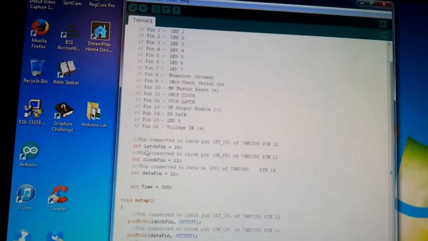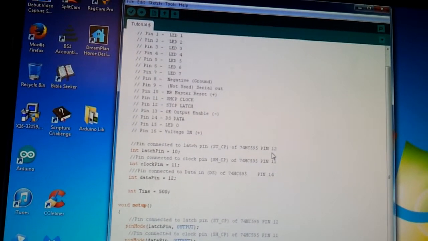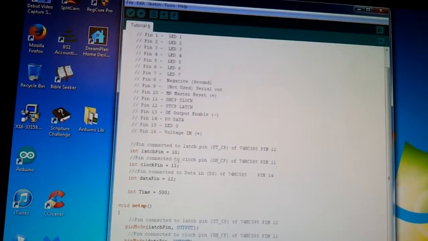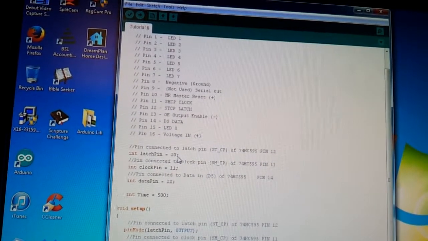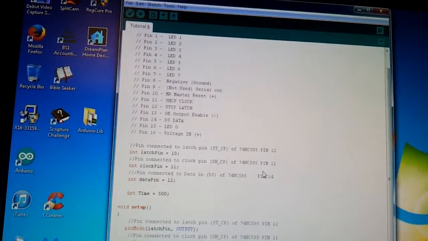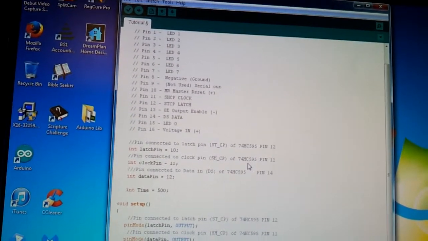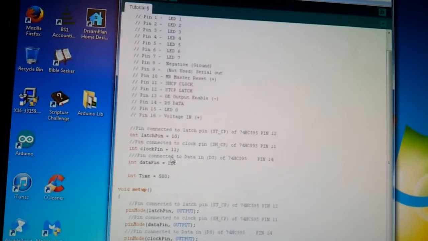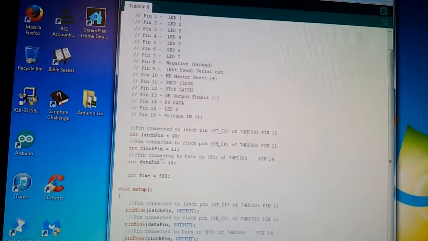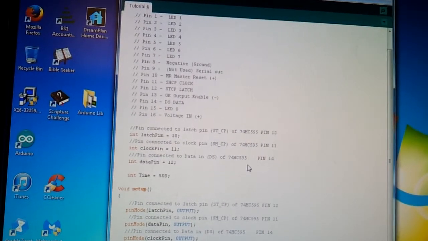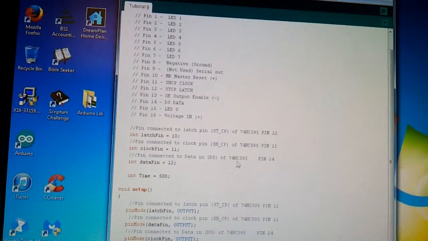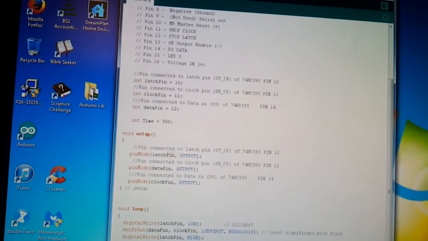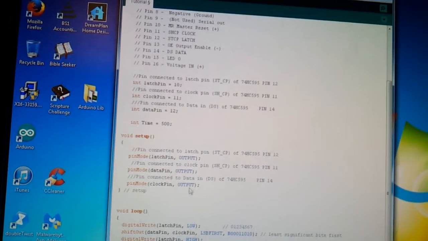And here's the declared variables. So you connect pin 12 of the 74HC595 chip to Arduino pin 10. And this is the latch pin. And then pin 11 from the 74HC595 to pin 11 of the Arduino, which is the clock pin, and then the data pin, pin 14 from the chip to pin 12, and then declare a variable for time. And here's the setup. So all three of these are outputs.